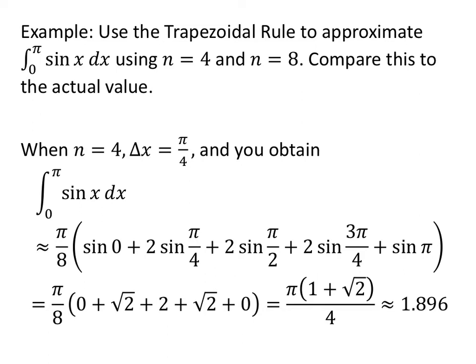We're going to use the trapezoidal rule to approximate the integral from 0 to pi of sine of x dx using both n equals 4 and n equals 8. And we're going to compare that to the actual value, because the integral from 0 to pi of sine of x dx is something that we can do. So we can find this actual value.